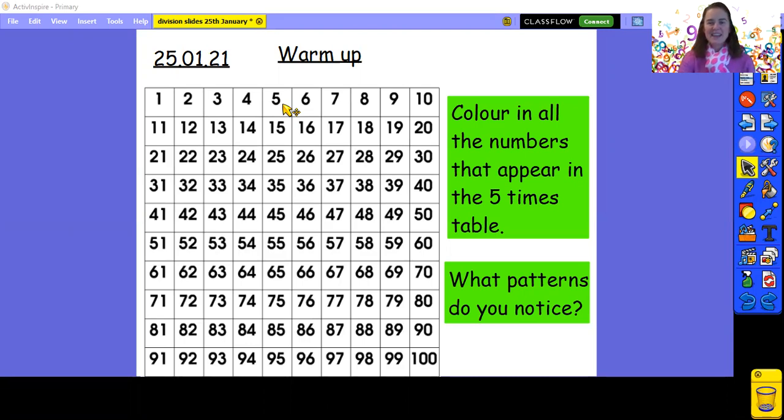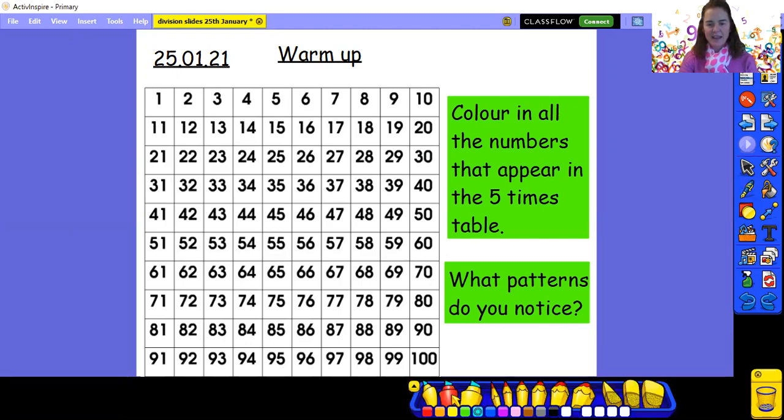Welcome back. Okay, so let's have a look at which numbers appear in the 5 times table. I'm going to highlight them as we say them. 1 times 5 is 5, 2 times 5 is 10, 3 times 5 is 15, 4 times 5 is 20, 5 times 5 is 25, 6 times 5 is 30, 7 times 5 is 35, 8 times 5 is 40, 9 times 5 is 45, 10 times 5 is 50, 11 times 5 is 55, 12 times 5 is 60. Okay, well done. So this is our 5 times table.